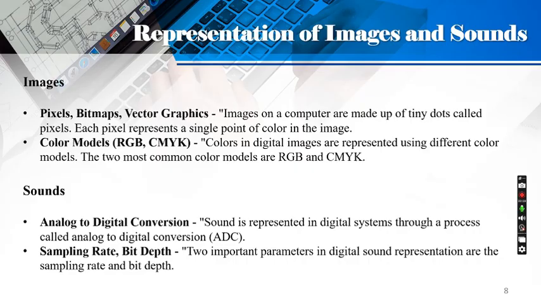Sounds: analog to digital conversion. Sound is represented in digital systems through a process called analog to digital conversion, ADC. Sampling rate, bit depth. Two important parameters in digital sound representation are the sampling rate and bit depth.